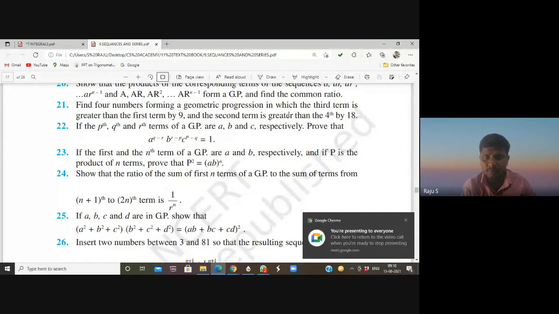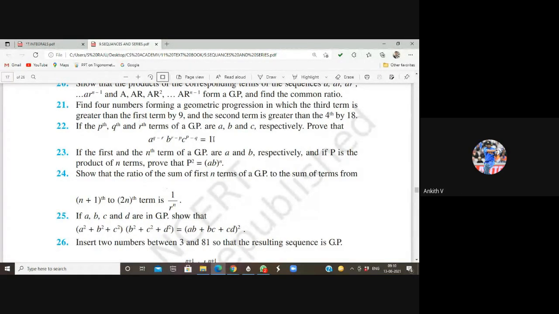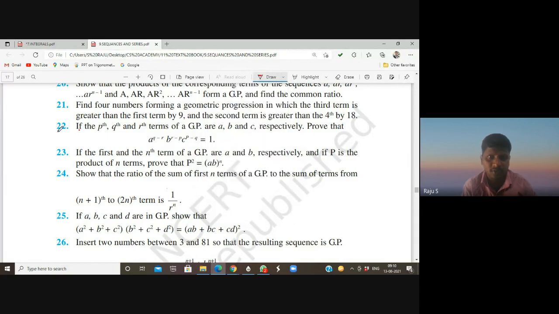Forming a geometric progression in which the third term is greater than... I think we completed this. Yes or no? Sir, we have completed except that only a1 is equal to... Start with minus 1, 2. You have substituted 2 values. That one, sir? Yes, already we completed that. Now let us do question number 22 or 23, right?